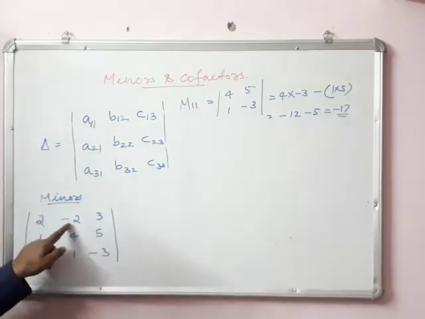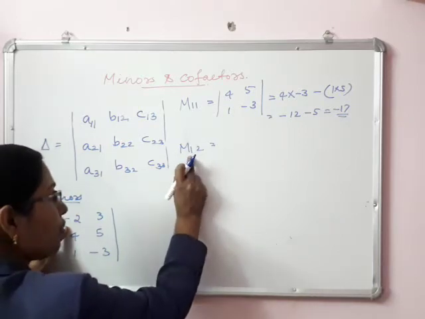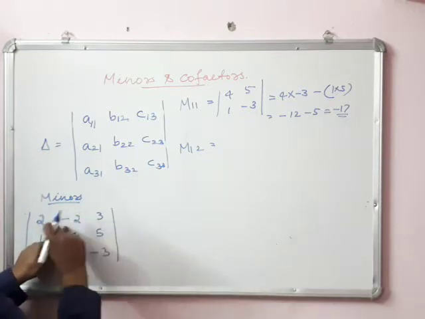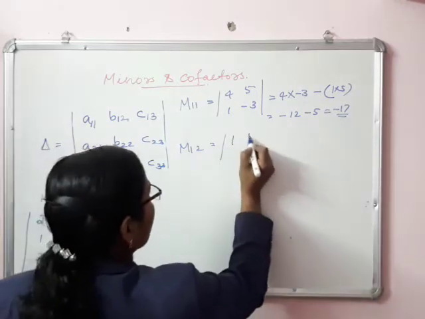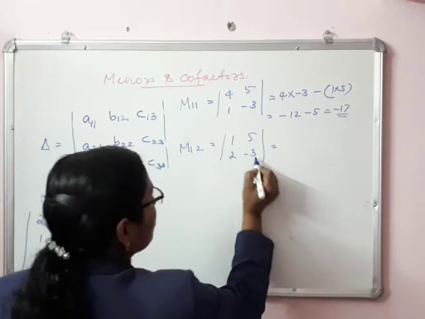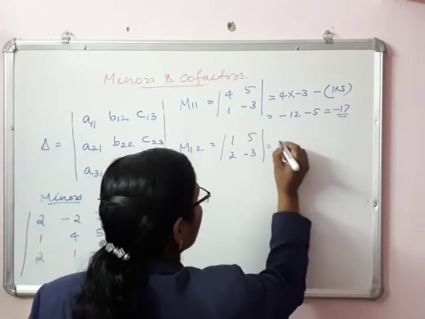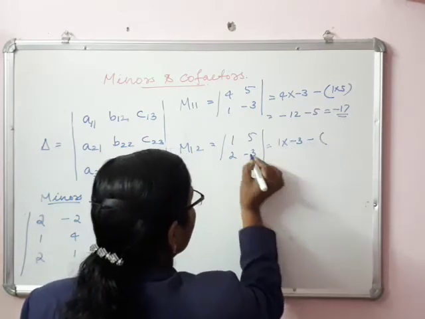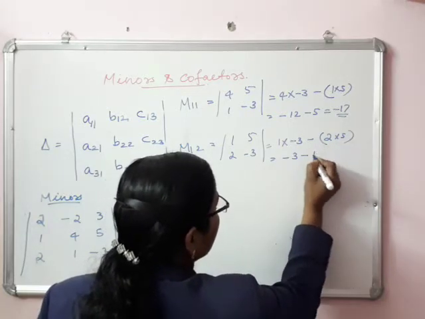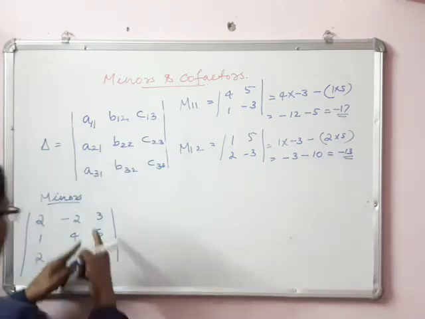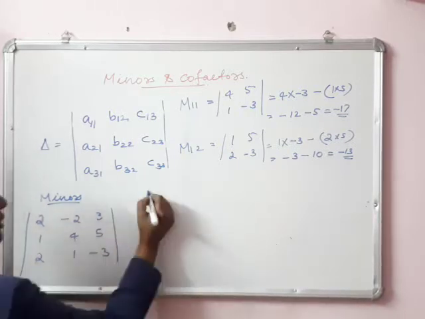Similarly, M12. What is the meaning of M12? M12 means first row, second column. So we avoid that row and column. Then 1, 5, 2, minus 3 is equal to 1 into minus 3 minus 2 into 5. That is 1 into minus 3 minus 10, which is equal to minus 13. Similarly, you can find the third one, that is M13.